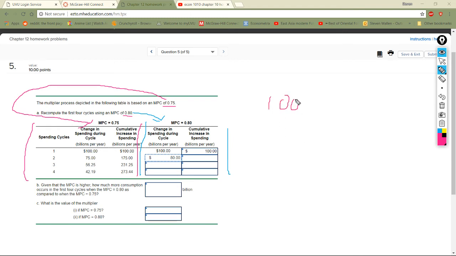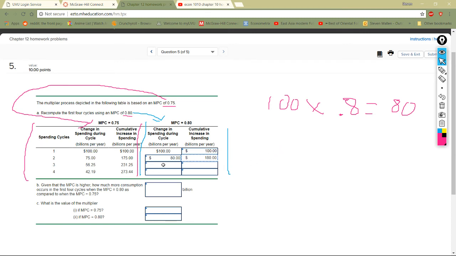100 times, what's our MPC? 0.8, and that's going to equal 80. Here's a 0.8 there, there's a point. So 100 times 0.8 equals 80. What do we have here? 80, right there we have 80. Then all you do is keep adding it up. So 100 plus 80 is 180.